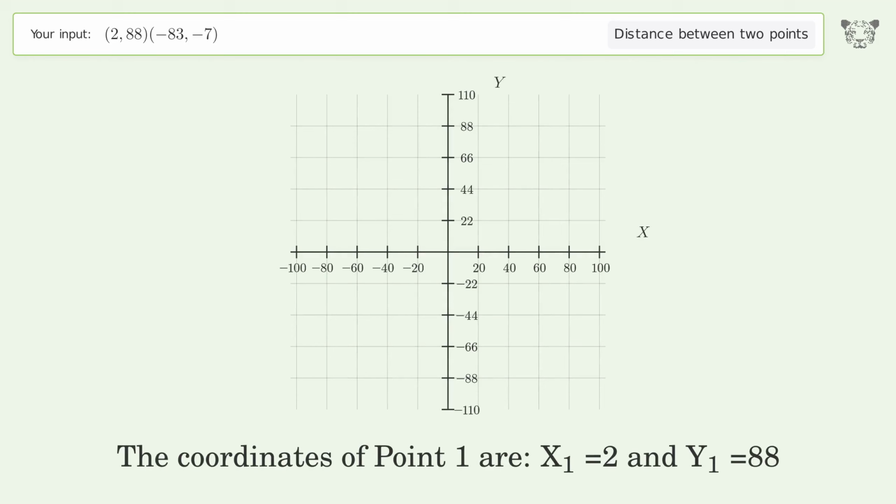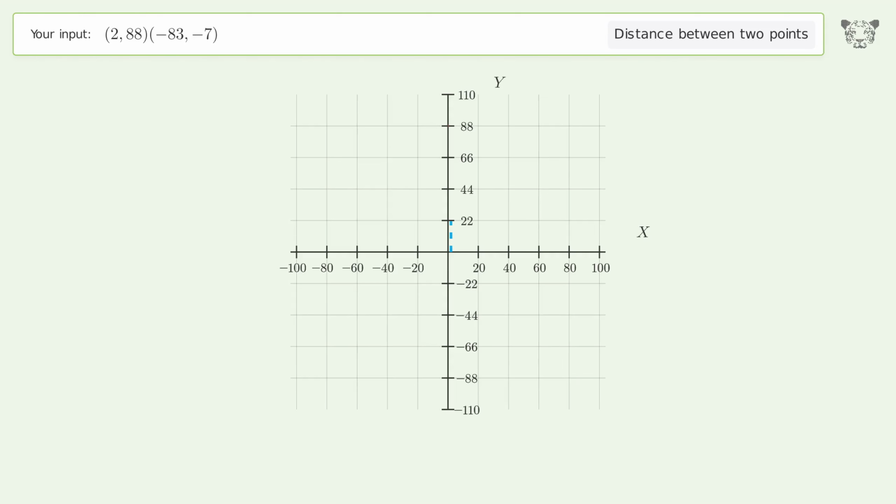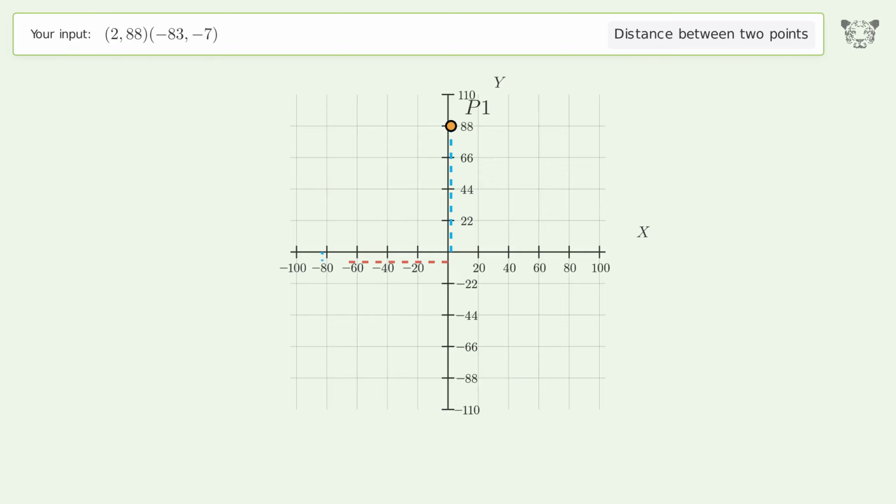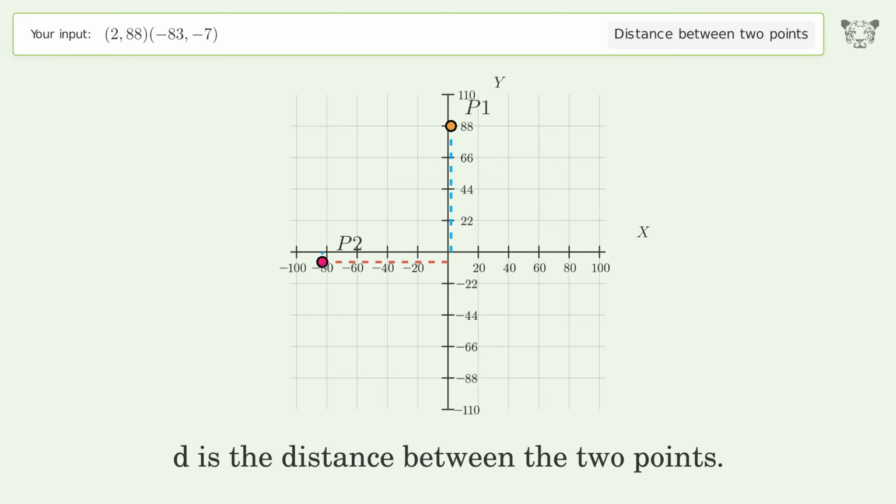The coordinates of point 1 are x1 equals 2 and y1 equals 88. The coordinates of point 2 are x2 equals negative 83 and y2 equals negative 7. D is the distance between the 2 points.